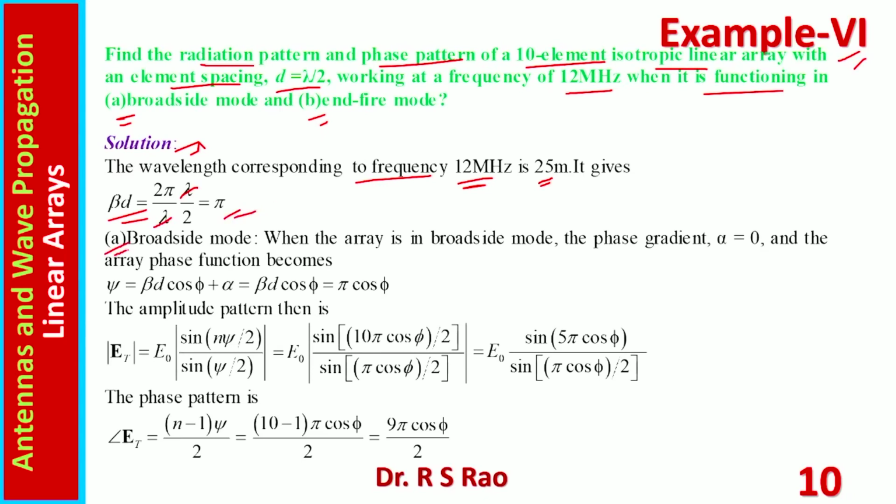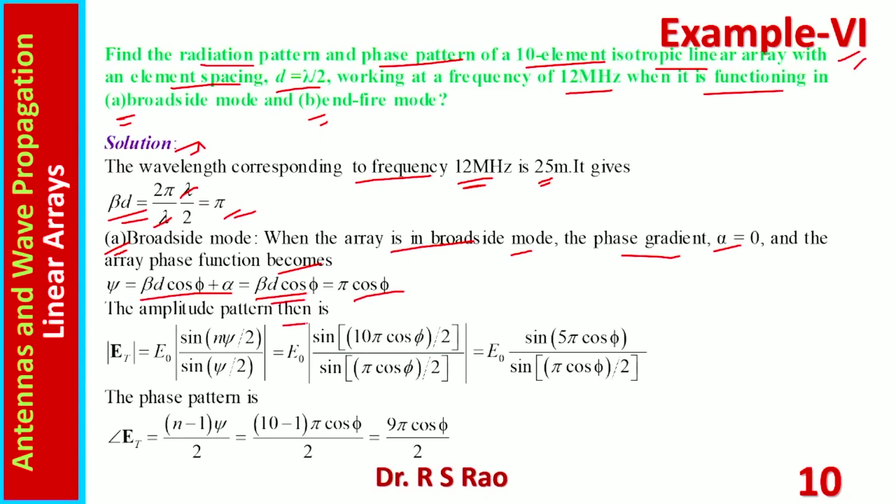First part, broadside operation. When the array is in broadside mode, phase gradient alpha is 0 and the array phase function becomes beta d cos phi. Actually, it is beta d cos phi plus alpha. Alpha is 0, therefore it is beta d cos phi. Beta d is pi, therefore psi is pi cos phi.